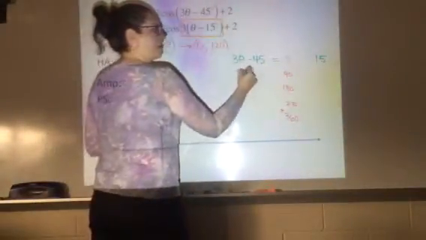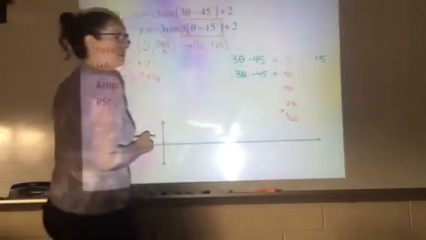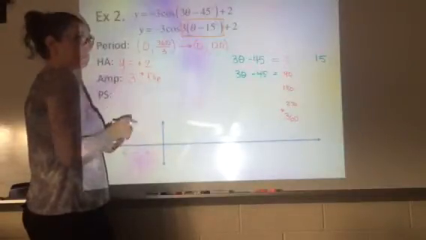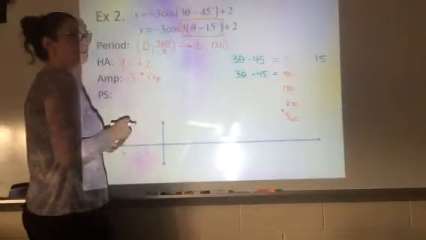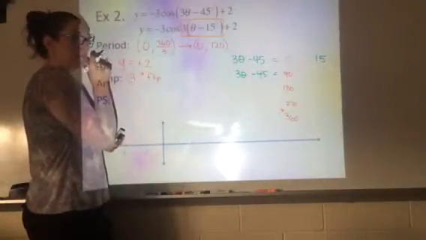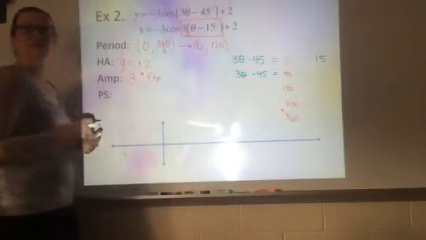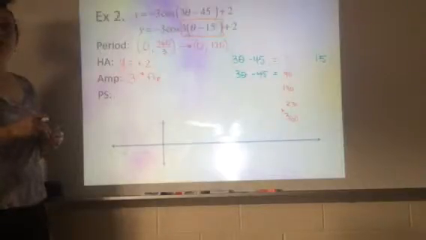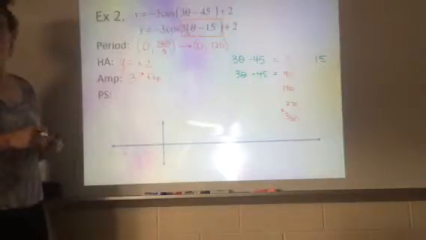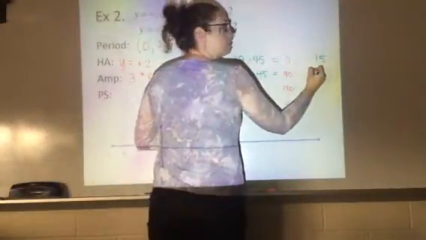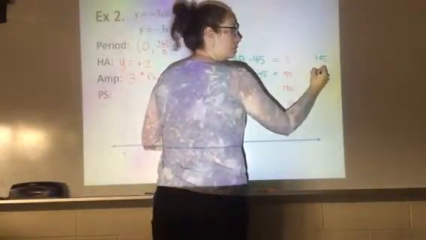Same thing. 3 theta minus 45 is equal to 90. What do you get? Add 45, divide by 3. What's 135 divided by 3? It's a weird one, but it's a decimal. You have calculators. You can use them. What is 135 divided by 3?